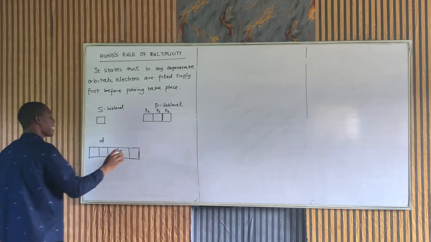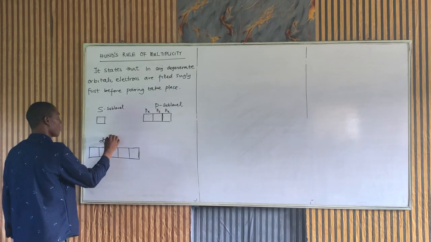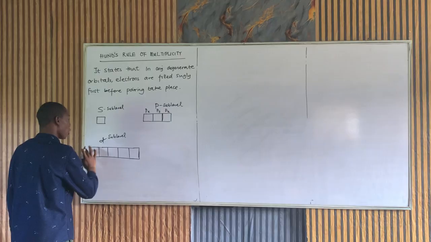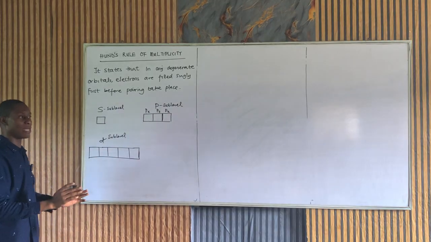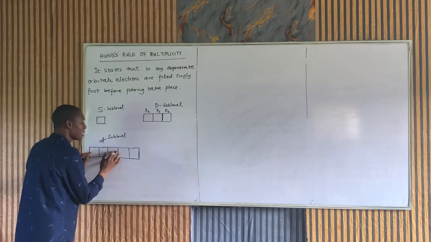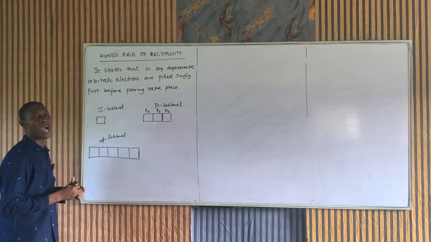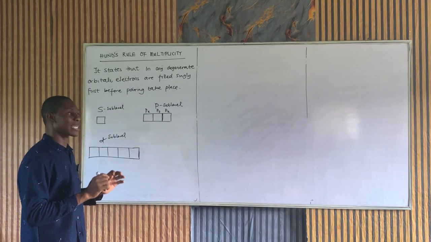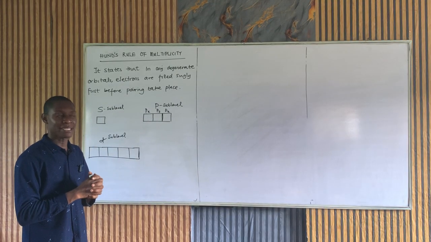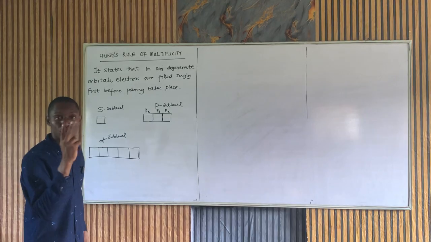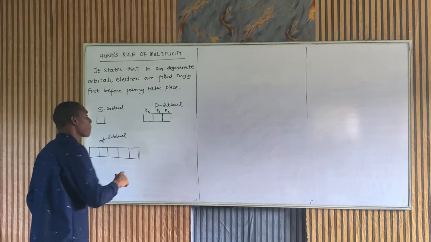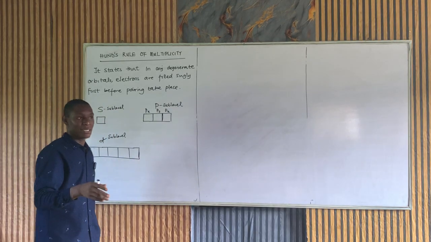So these are the 5 degenerate orbitals in D. This is the D sublevel. Understand, the whole of these boxes make up the D sublevel, and each of these boxes make up the D orbital. That's why if you are asked, how many electrons can the P orbital take maximally? It is 2. But how many electrons can the P sublevel take? It is 6. Understand that.